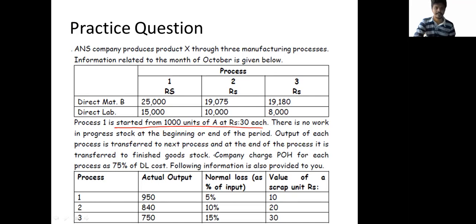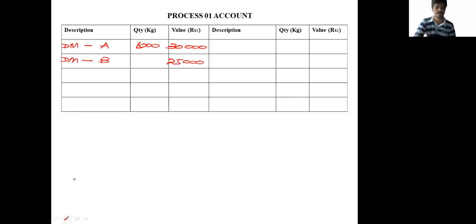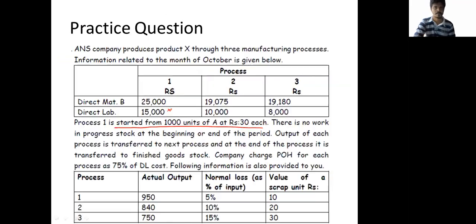Production labor cost. Yes, direct labor cost in case of process 1 is 15,000. The company charges production overhead for each process at 75% of direct labor charge. Then production overhead equals 15,000 into 75%, which is 11,250.